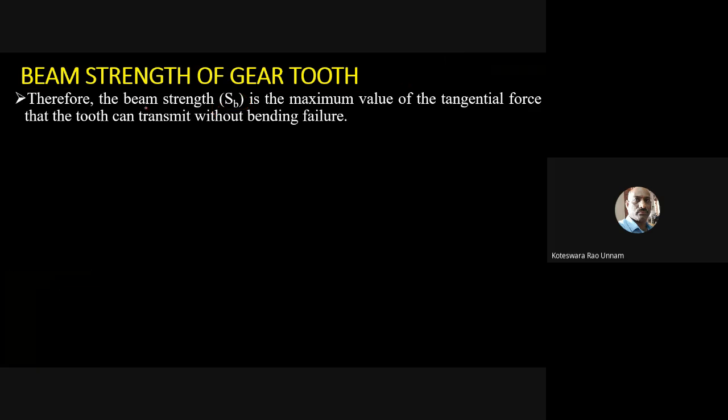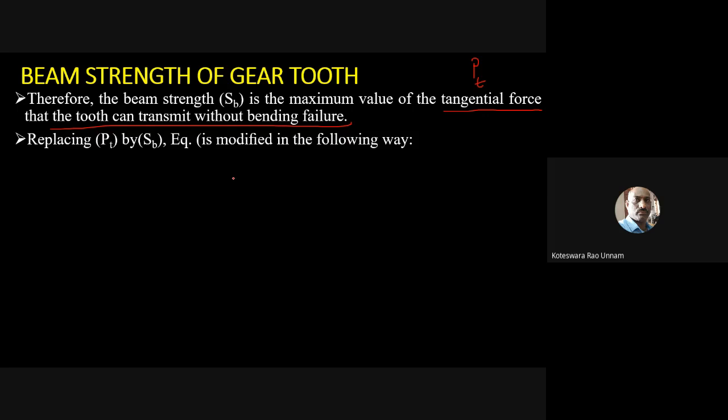The beam strength is the maximum value of tangential force, where PT is the tangential force, that the tooth can transmit without bending failure. We consider only bending failure, so we ignore the radial load, which means we ignore the effect of compressive stress also. Therefore, this is the equation for the beam strength of a gear tooth. SB is the beam strength, M is module, B is face width, sigma B is the allowable bending stress, and Y is called the Lewis form factor.